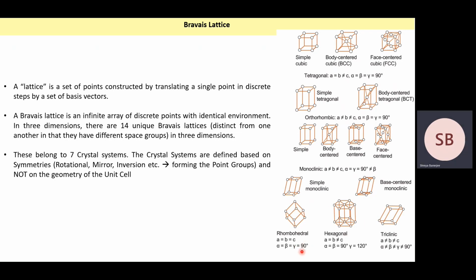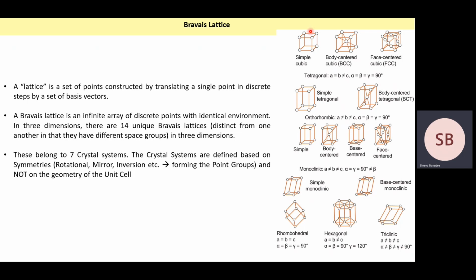One is rhombohedral, where the sides are all equal and the angles are also equal and equal to 90 degrees. Then is hexagonal, where 2 sides are equal, but the third is unequal, and 2 angles are equal to 90 degrees, and the third is 120 degrees. And finally, the least symmetric crystal system is called triclinic, where all the sides are unequal and all the angles are unequal, and none of them are equal to 90 degrees.